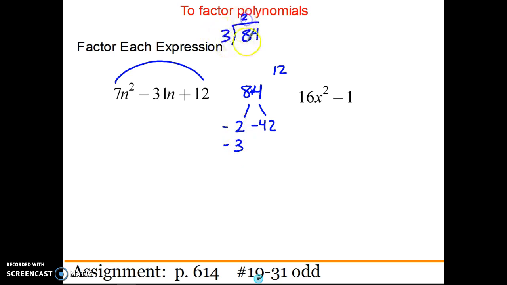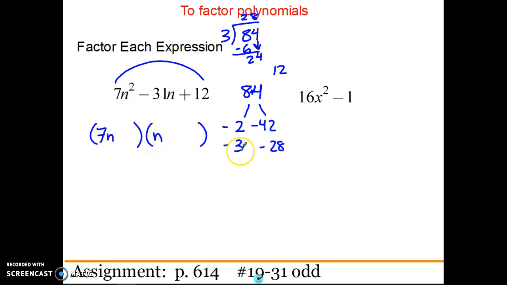3 goes into 8 twice. Okay, so that is 6. Leaves 2 left over. Bring down the 4. 3 goes into 24 8 times, so 28. Negative 3, negative 28. Will that add to be negative 31? It sure will. Great. Now the first box has to have a 7n. That's how I get 7n squared. 7n times n is 7n squared.